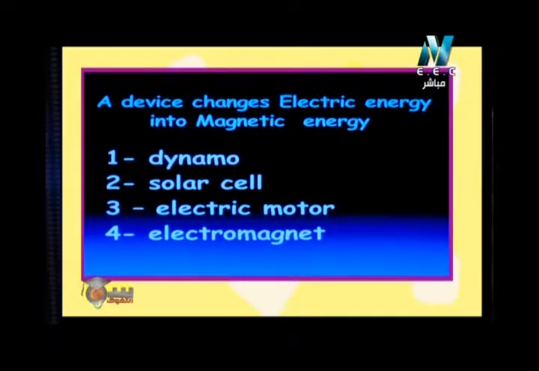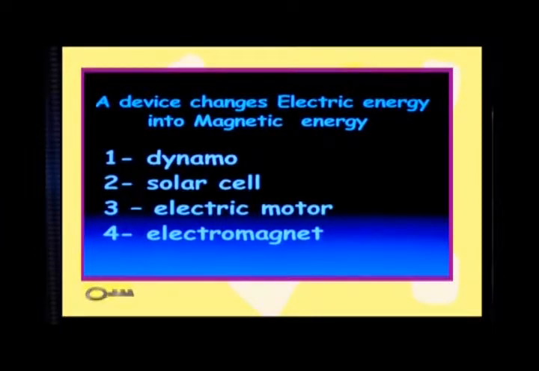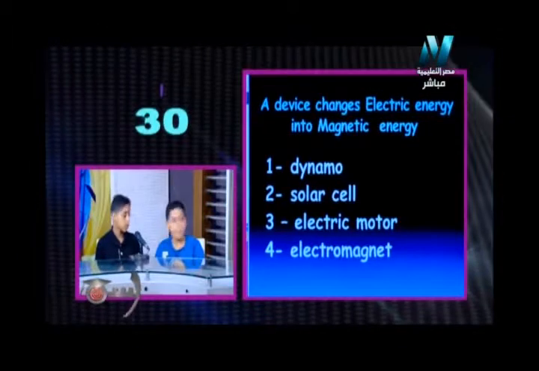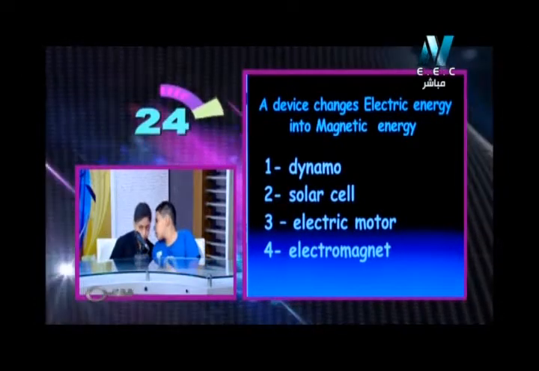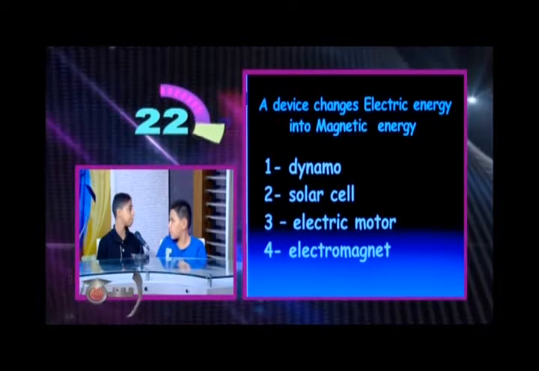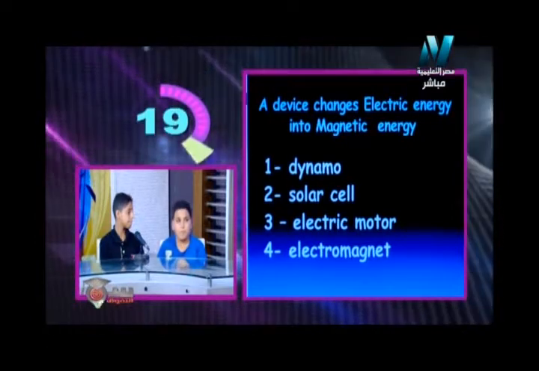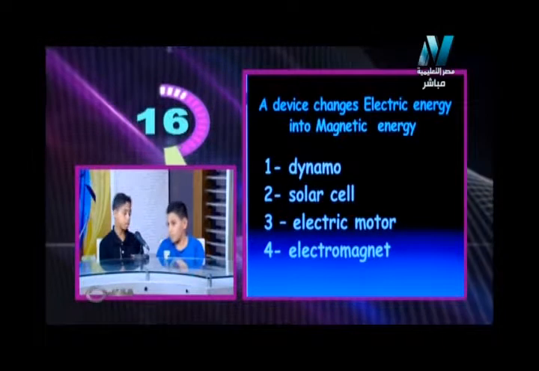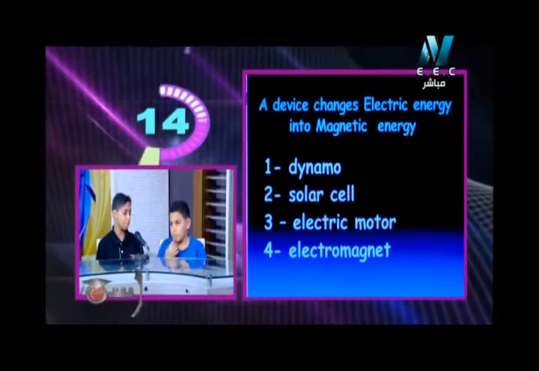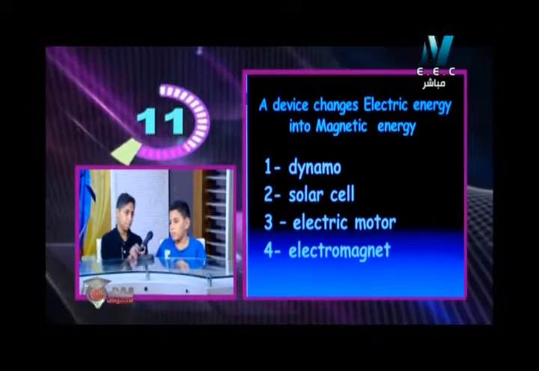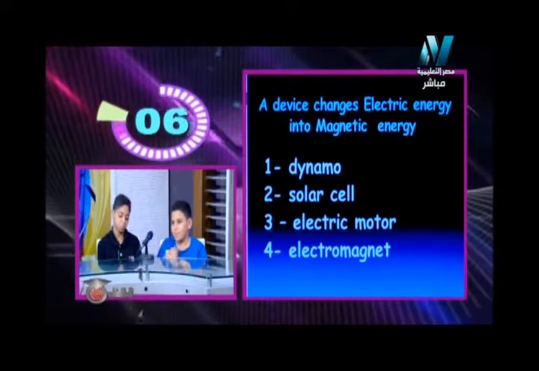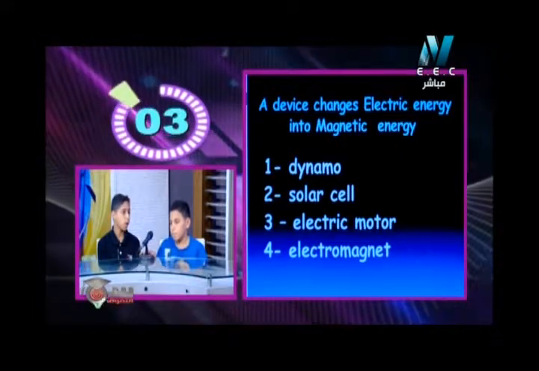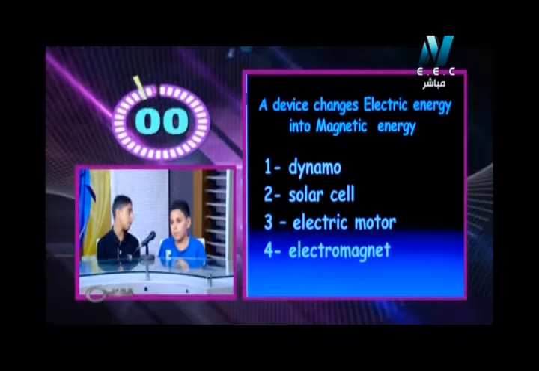Dynamo, solar cell, electric motor, electromagnet. Take your time. You will have 30 seconds from now. Electric into magnetic. Dynamo, solar cell, electric motor, electromagnet. Take your time. Again, the question says, a device changes electric energy into magnetic energy. It will be the dynamo, solar cell, electric motor, or the electromagnet.